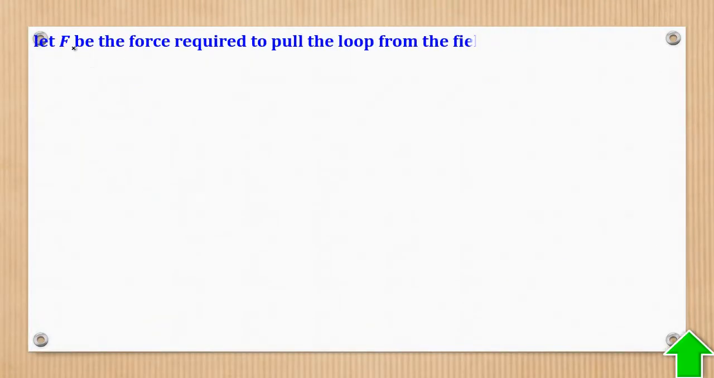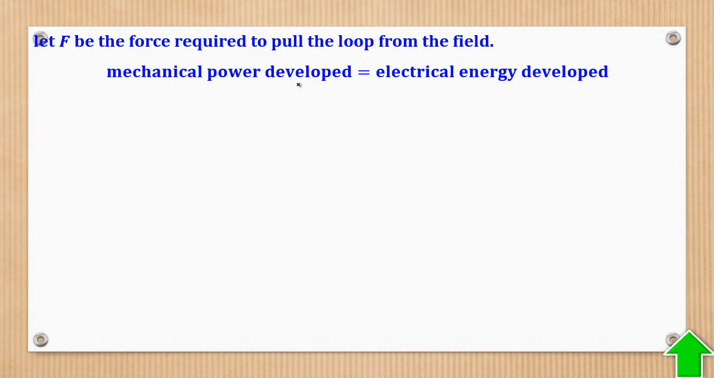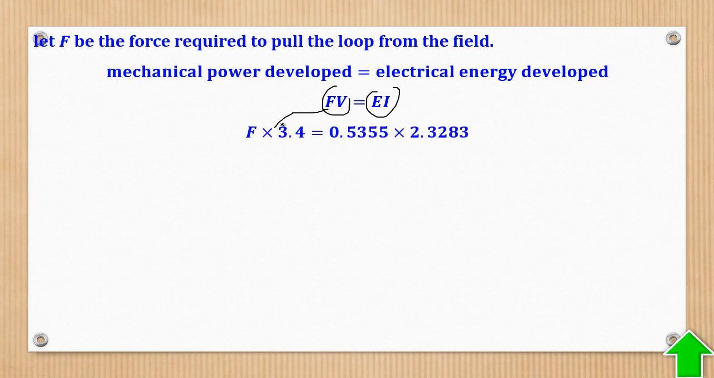Therefore, let F be the force required to pull the loop from the field. So mechanical power developed is equal to electrical power developed. Fv is equal to EI. I think you know this. F is the force required, V is the velocity, E is EMF, I is current. Then make F the subject, and that's what they wanted.